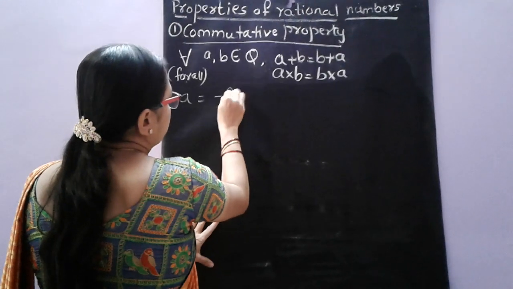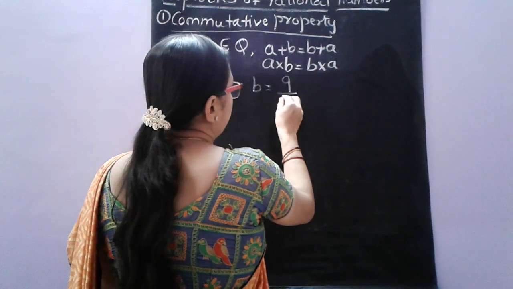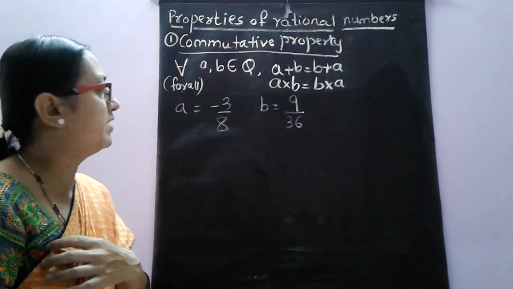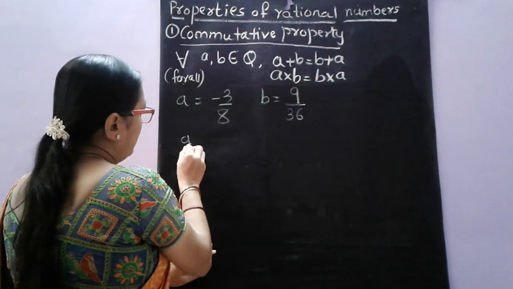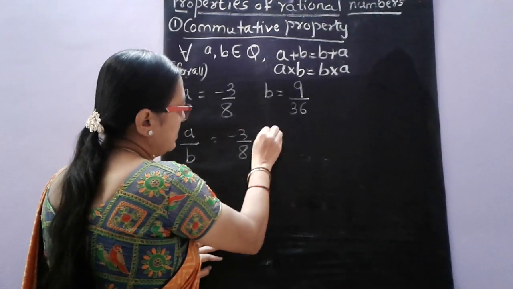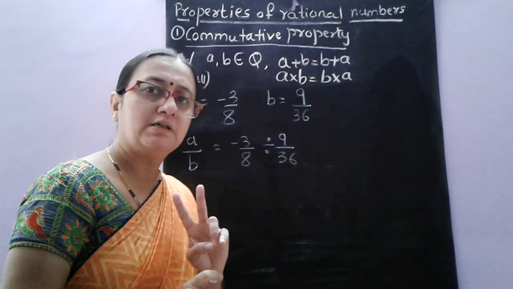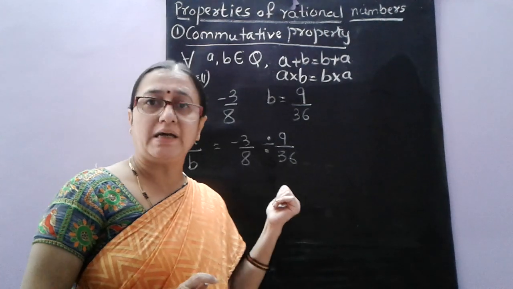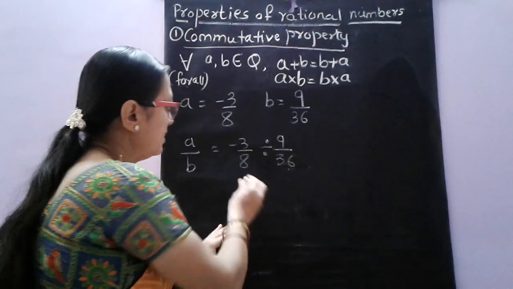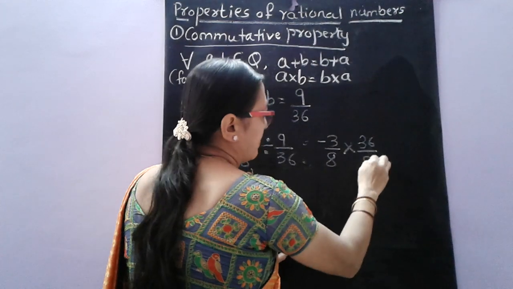Let A equal to minus 3 by 8 and B equal to say 9 by 36. Okay, two rational numbers we have taken here. Try it for division. A divided by B, first one. Minus 3 by 8 divided by 9 by 36. How we are dividing two fractions? What is the main change we have to make here? We have to reciprocal the second fraction for the next step. Okay. This is equal to minus 3 by 8 into 36 by 9 here.